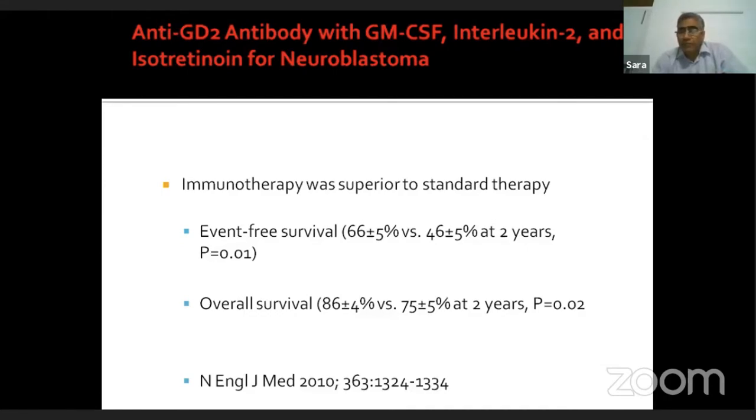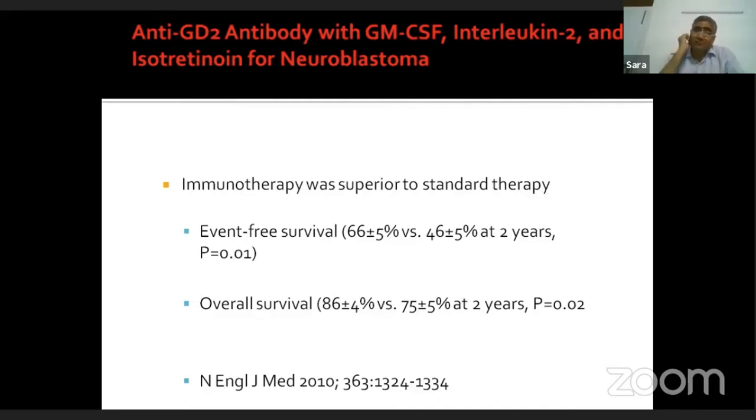So you have chemotherapy, you have surgery, you have radiotherapy, you have autologous stem cell transplant, you give cis-retinoic acid, and you also give anti-GD2 therapy injections. And with this, wow, this NEJM paper showed that overall survival improved to 80% from 50%, and event-free survival improved from 40% to 66%, which is very good. So a huge jump in the survival.